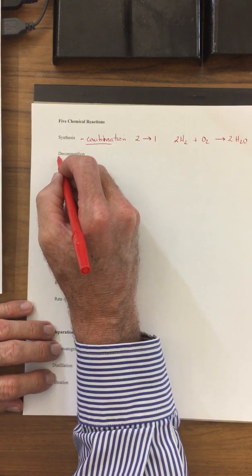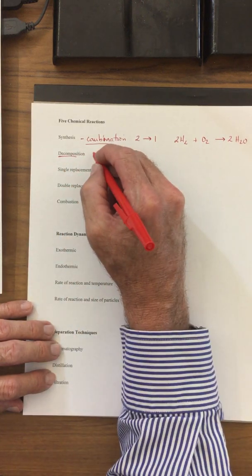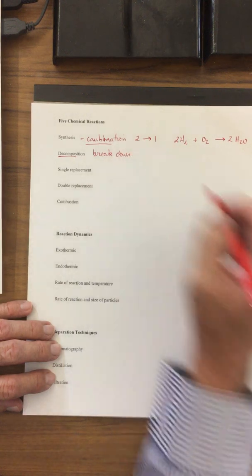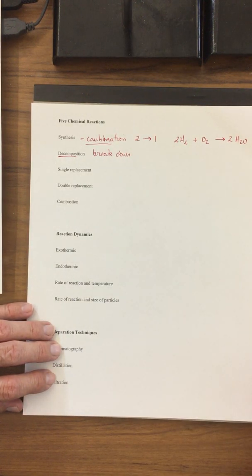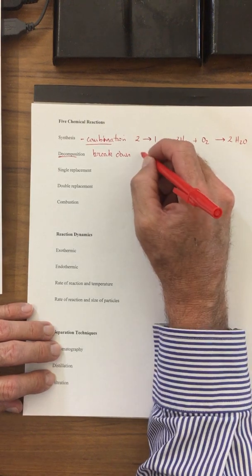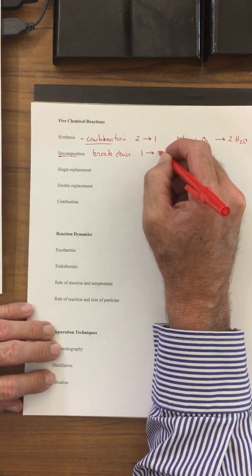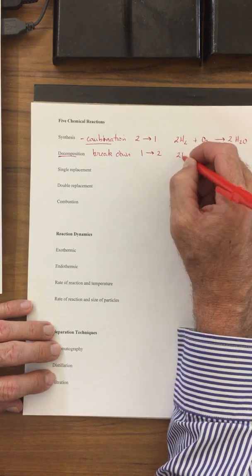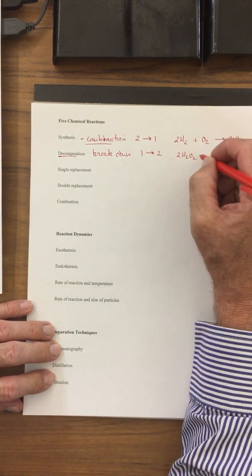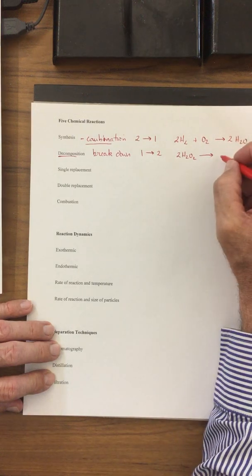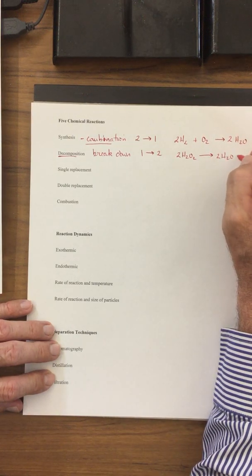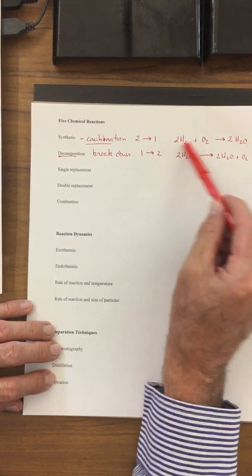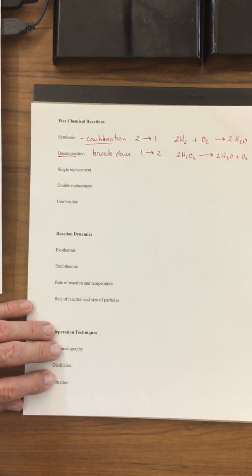Decomposition, things that are decomposing. Things that are decomposing are breaking down. A decomposition is the opposite of a synthesis reaction. This is when one larger thing is going to break down into 2 or more things. If you start off with hydrogen peroxide, this will naturally break down into water and oxygen. So you start with 1 compound and you end up with 2 or more.